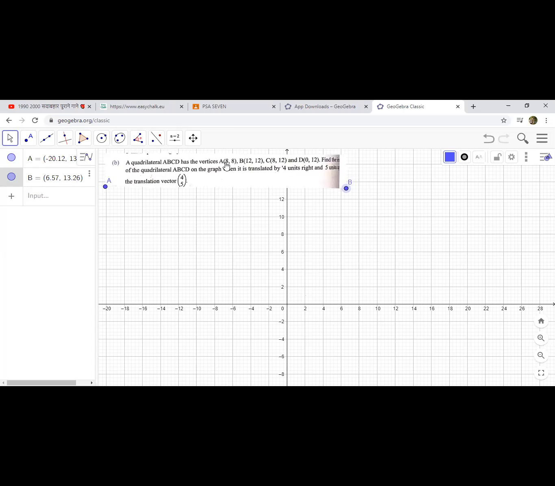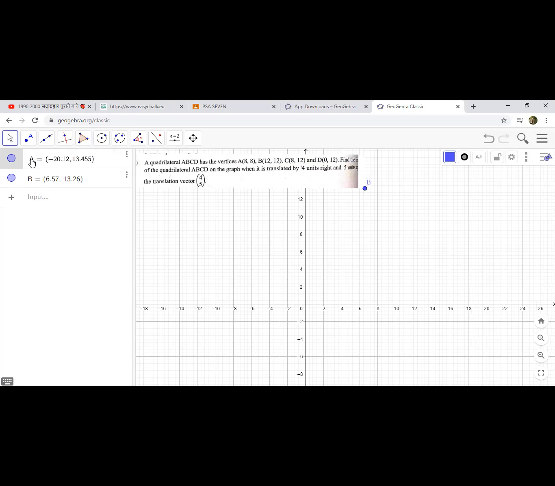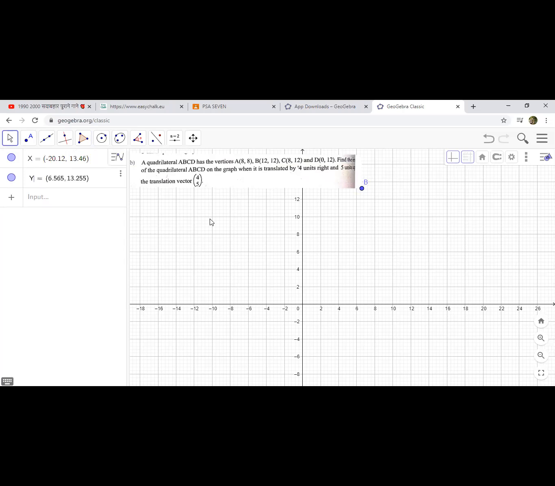Okay, first of all let's plot this point A, which is 8, 8. And here, my dear students, in the GeoGebra, the point A and B are already taken here, so we cannot give the name A again. Let me just rename it as a point X. So here I just name this point as X, Y, because in our question point A is to be shown. Okay, let me just plot this point A first.